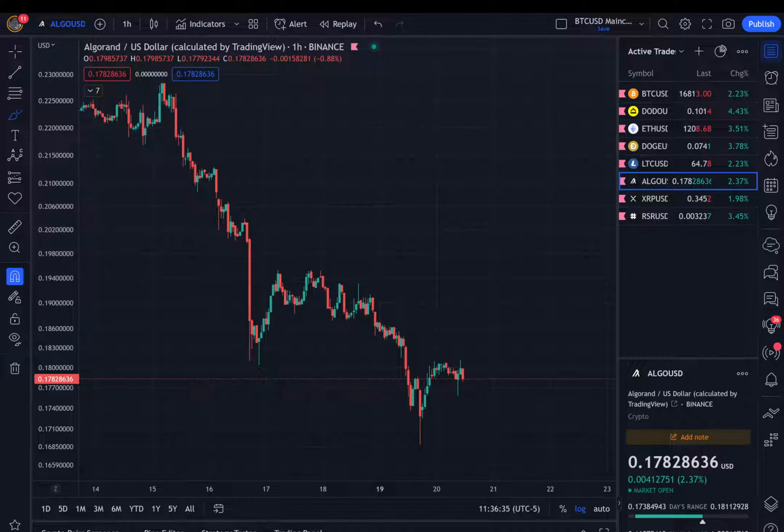Some altcoins have yet to do that, though. And that shouldn't surprise us, because not everything is as strong, right? There are some leaders and other followers. This Algorand is not a leader. It is more of a follower, okay?